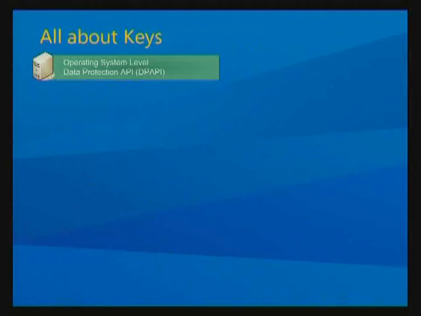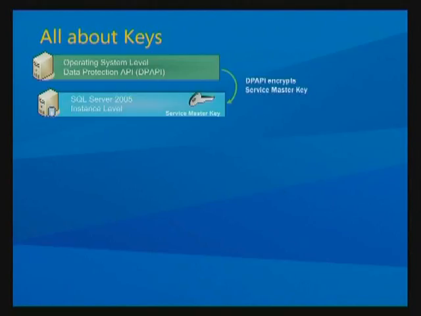So let's look at that in more detail. Ultimately, we use Windows as the root of trust for our key hierarchy. We call into the Data Protection API, DPAPI, in order to have it go and encrypt based on a key that it has care and control of that we don't have access to. We will use DPAPI to go and encrypt a key that we have at the instance level or the service level. We call that the service master key.